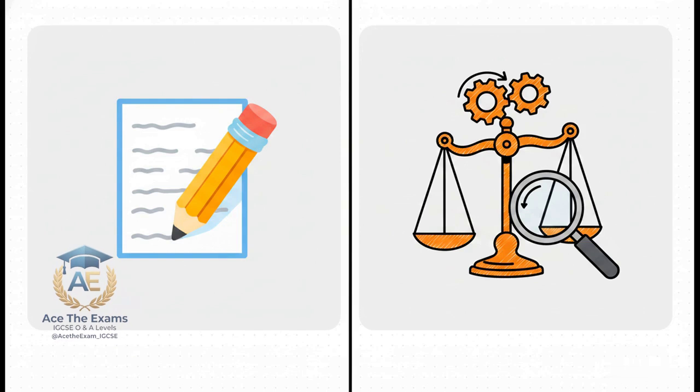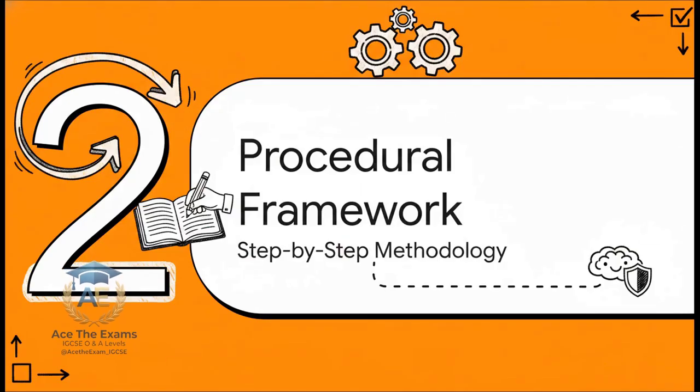When you reference cross-topic connections and evaluate the why behind a specific accounting treatment, you're immediately signaling to the examiner, hey, I'm a top-tier candidate. Moving right along to Section 2, the procedural framework.